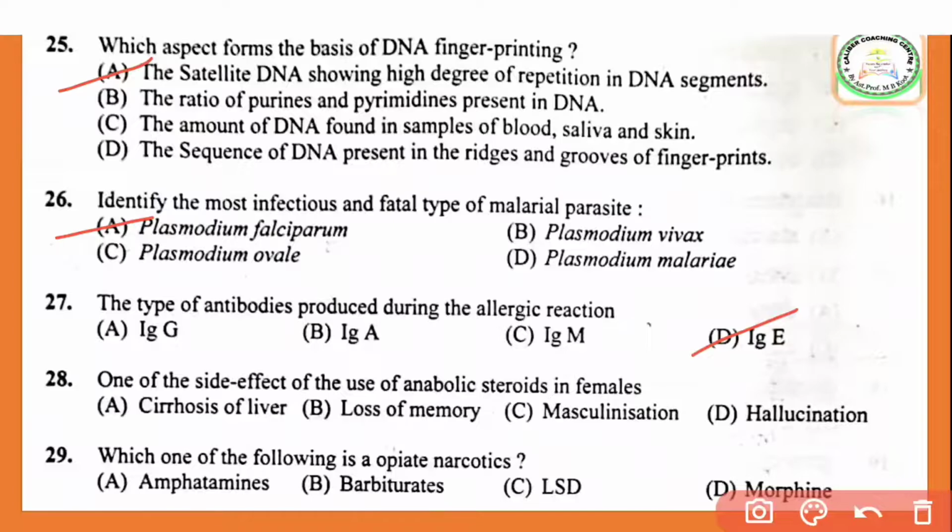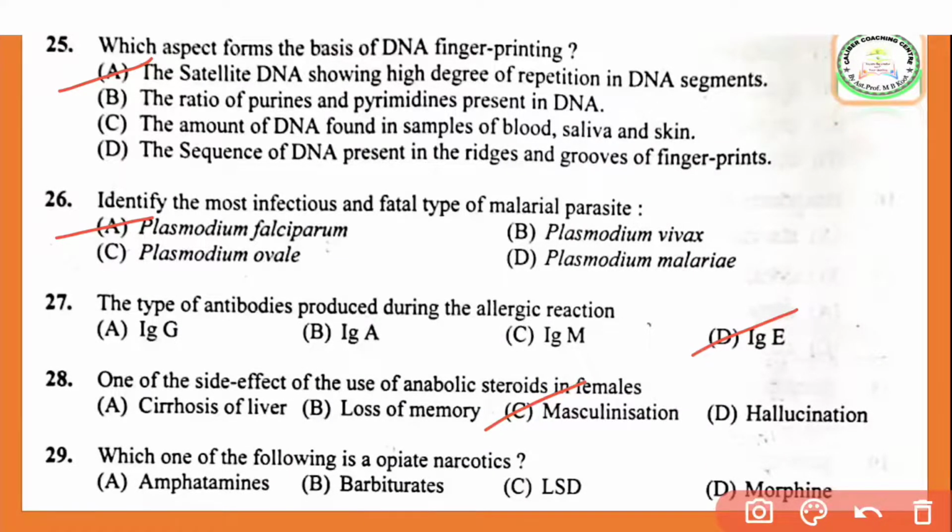28th question. One of the side effects of the use of anabolic steroids in females: cirrhosis of liver, loss of memory, masculinization, hallucination. And the answer for this question is masculinization.